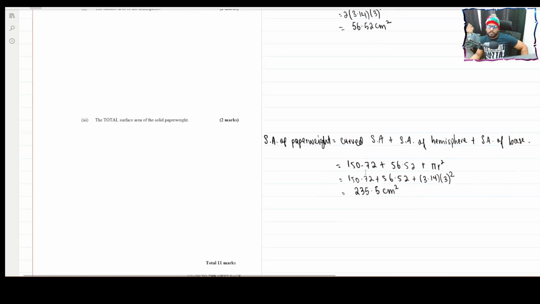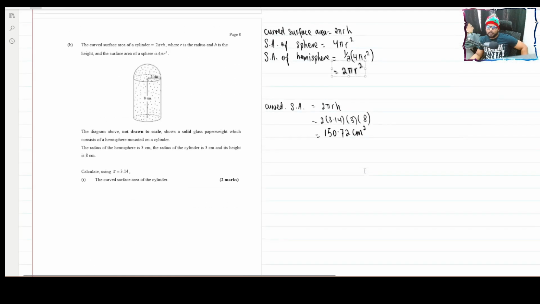Lastly, the total surface area of the solid paperweight. Now, some questions guide you and some questions try to trick you. This is one of those questions that tries to trick us. They ask us to calculate 2 surface areas and then ask us to calculate the surface area of the entire shape.